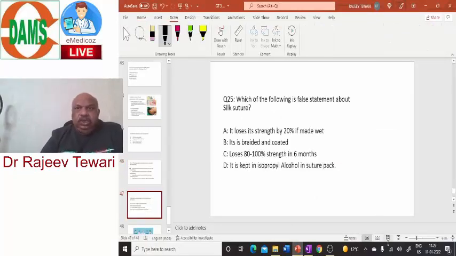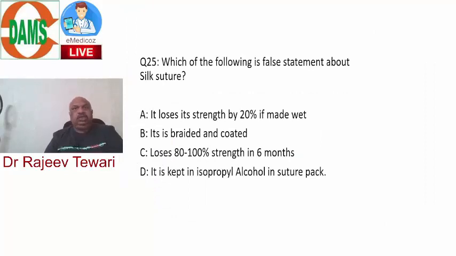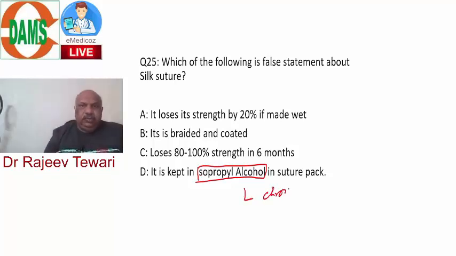Finally, the last question. Which of the following is a false statement about silk suture? It loses 20% of strength if made wet. It's braided and coated. Loses 80 to 100% strength in 6 months. It's kept in isopropyl alcohol in the suture pack. Only one suture is kept in fluid in the pack. When you open it, some fluid will come out with the suture. No other suture needs fluid, and that is chromic catgut.